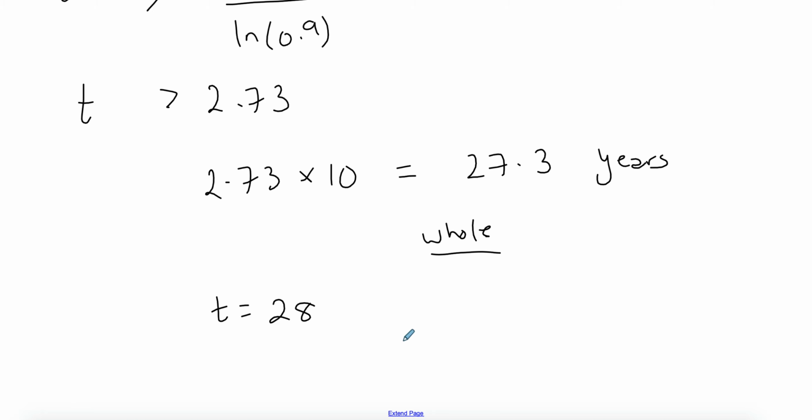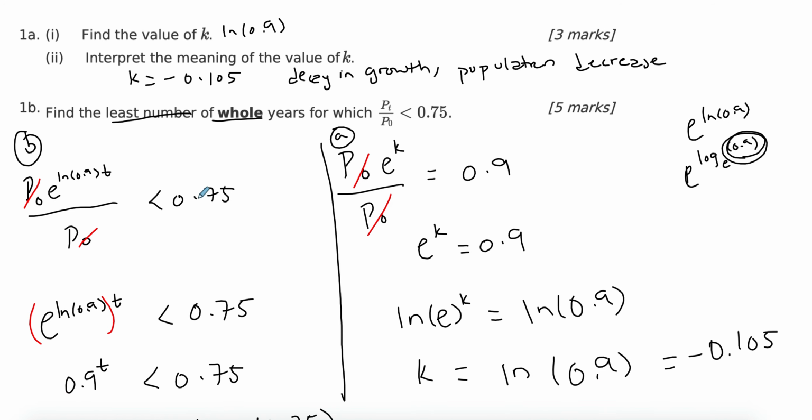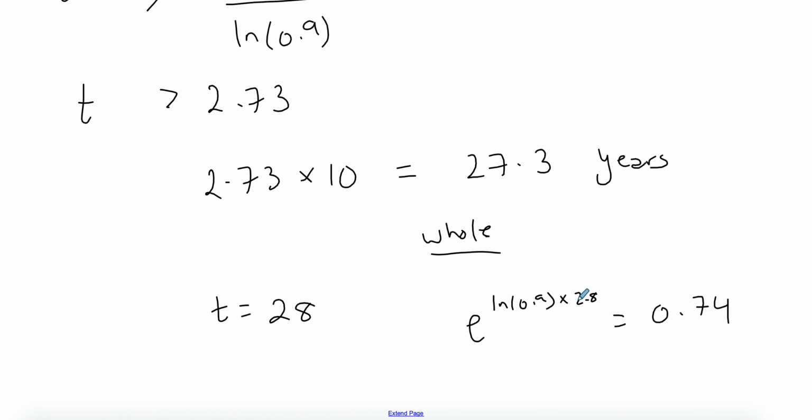So if you actually try out substituting ln 0.9 times 2.8, let's try it out, the value is going to be 0.74, which is precisely less than 0.75. If I try 2.7, then it wouldn't work. But keep in mind that it had to be a whole year, so this is the answer.